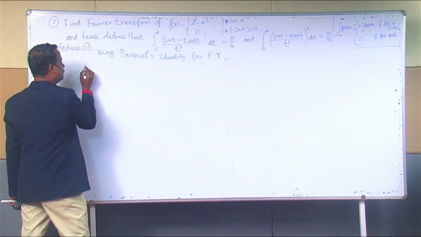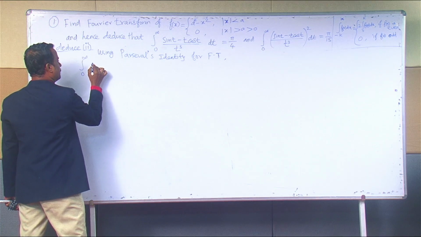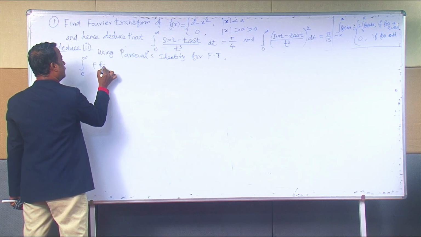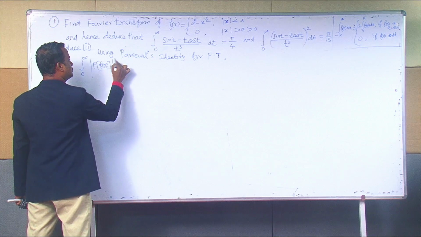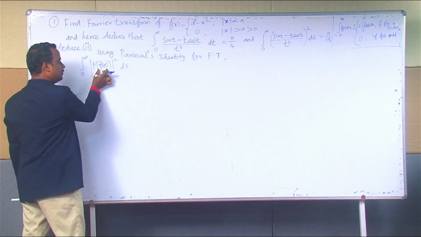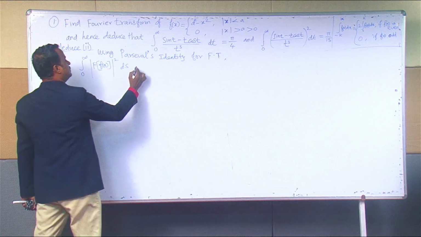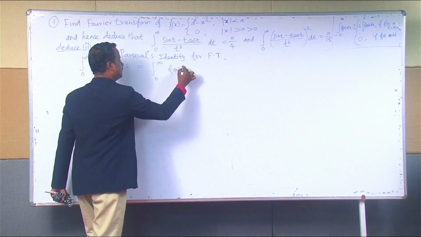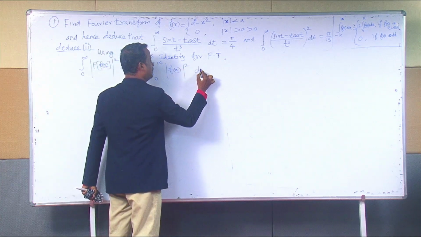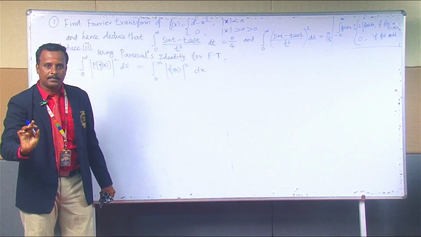What is the Parseval's identity of Fourier transform? Integral 0 to infinity modulus of F of s the whole square ds. This is nothing but the Fourier transform with respect to s, which is equal to integral 0 to infinity modulus of f of x the whole square dx. This is the Parseval's identity of the Fourier transform.